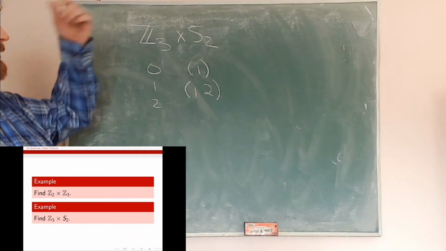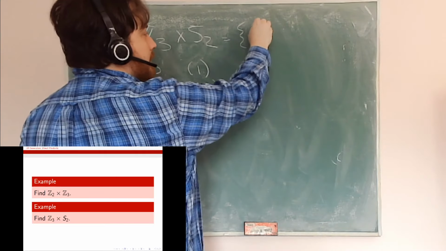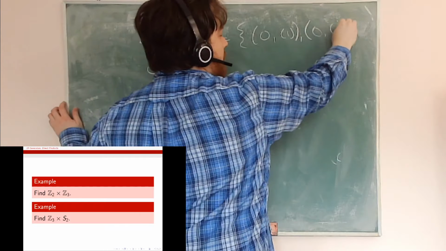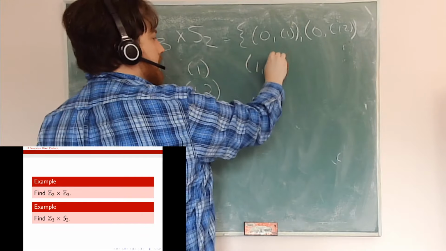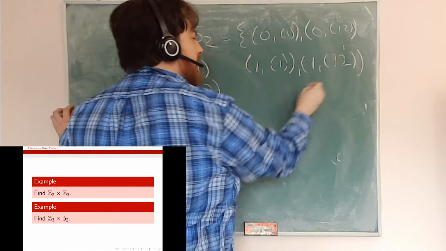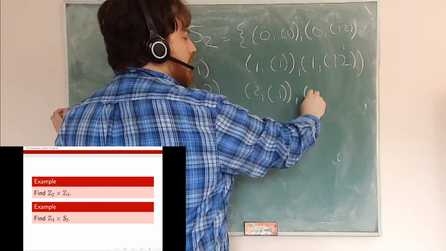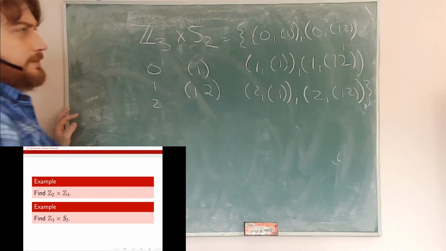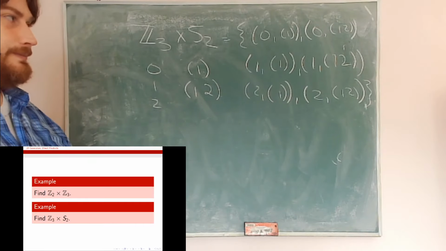So now if I take the direct product of these two, what I get is just the set that looks like 0, the identity; 0, (1 2); 1, the identity; 1, (1 2); and 2, the identity; and 2, (1 2). So we'll have those 6 elements, because we have 3 by 2 elements, so we end up with 6.